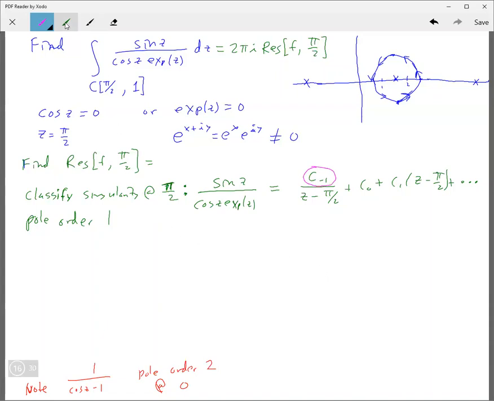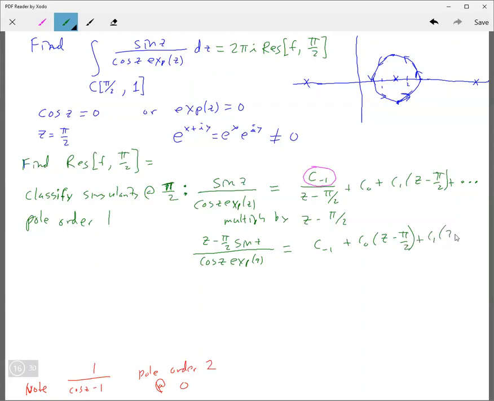And so what do you do? You multiply by this denominator, like that. So you have Z minus pi over 2 sine Z over cosine Z exp of Z. That's equal to C minus 1 plus C0 times Z minus pi over 2 plus C1 times Z minus pi over 2 squared, and so on. Okay, all the other terms have Z minus pi over 2 as a factor.